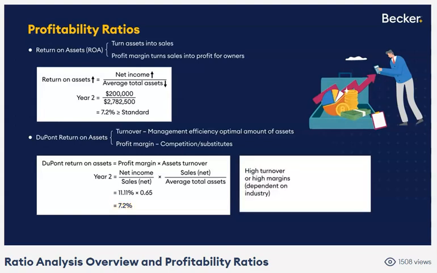The other thing that's great about the DuPont return on assets, it tells you a lot about the type of industry you're in. Okay, do you have really high turnover or really high margins? It'd be nice to have both. But truth be told, it's usually one or the other. Like if you own a dollar store, chances are you're going to have really high turnover, but your profit margins per unit sold are going to be really low.